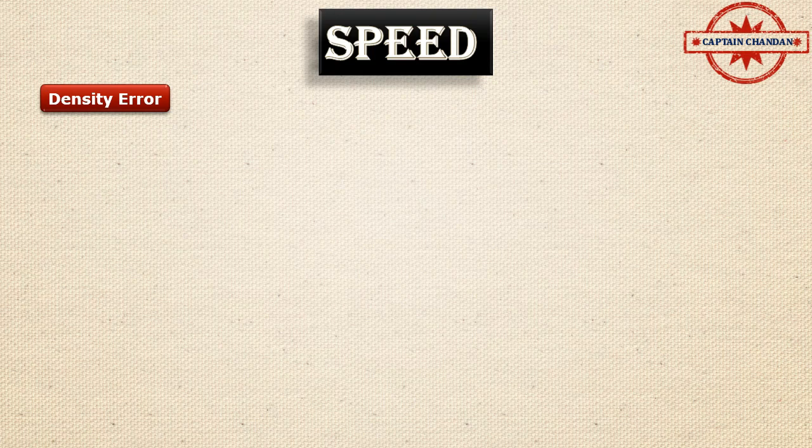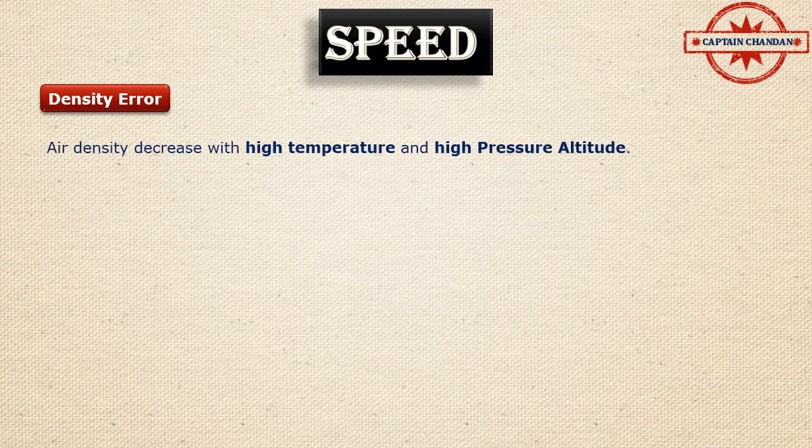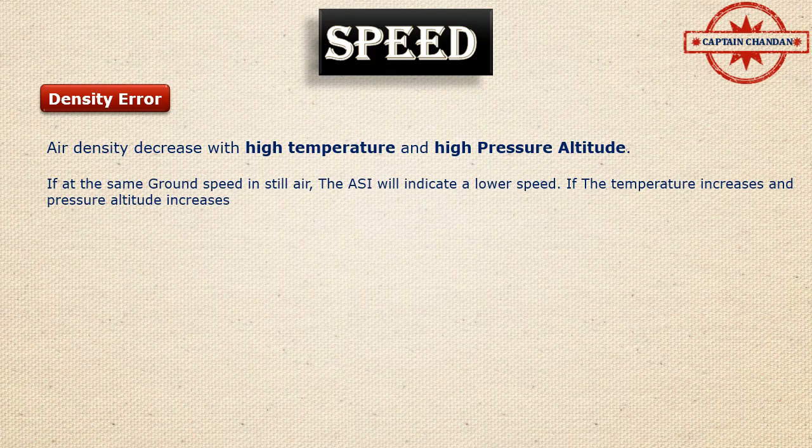Density error. Air density decreases with high temperature and high pressure altitude. At the same ground speed in still air, the airspeed indicator will indicate lower speed if the temperature increases and pressure altitude increases.